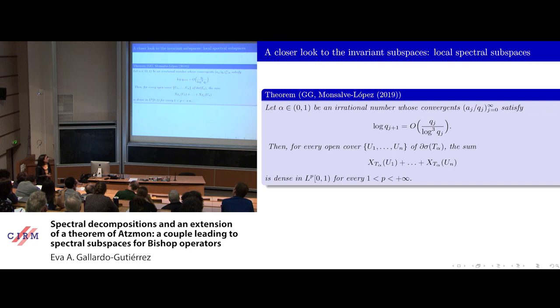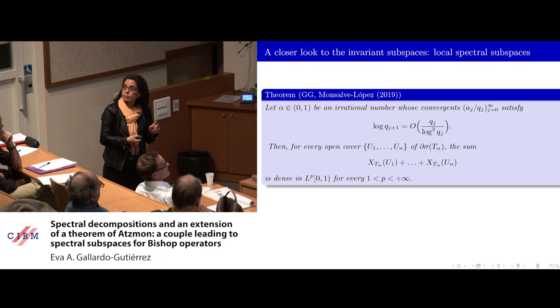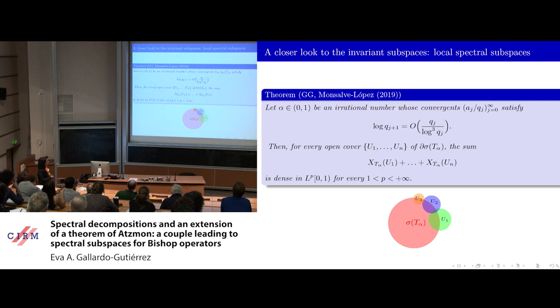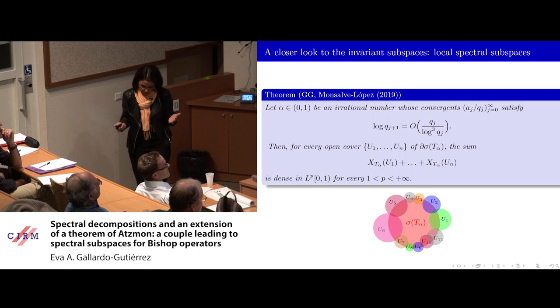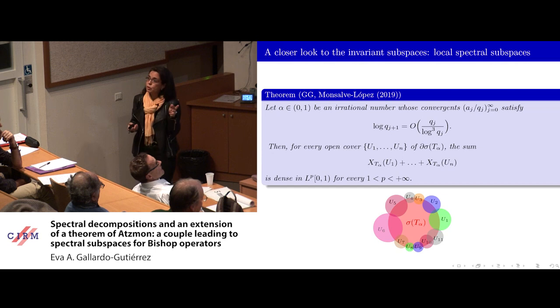For every open cover of the boundary of the spectrum, this sum is always dense in LP. I mean, we can consider those are non-dense, each of those, okay? But the sum is dense in LP. Actually, this is the picture, right? And this is a weaker decomposability for those Bishop operators. The Bishop operators are not decomposable, indeed, they do not satisfy the beta property or the delta property, okay?